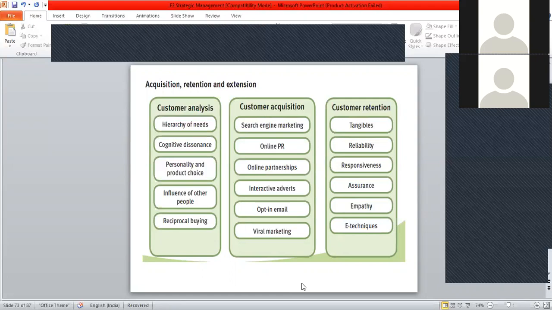So messages are sent through online. There is some public relationship team working out.